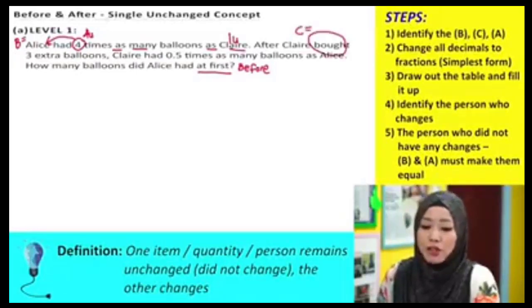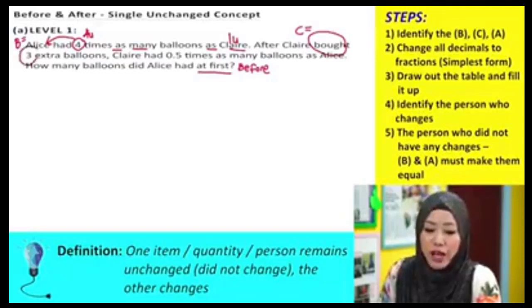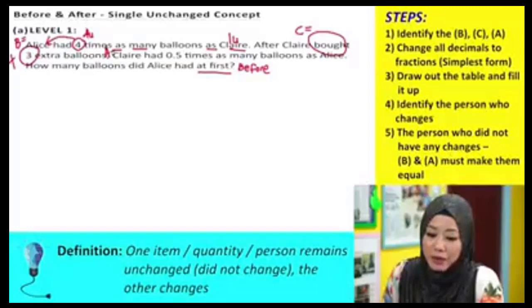So Claire bought 3 extra balloons. Can you see the 3 there? So I want you to circle. Bought extra means plus. This is plus. This is the A. I want you to write A there.